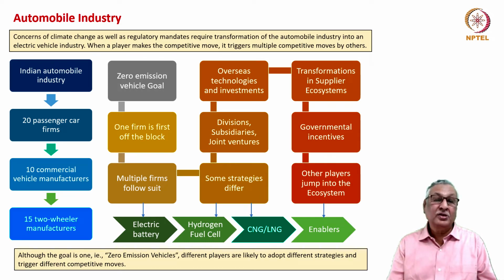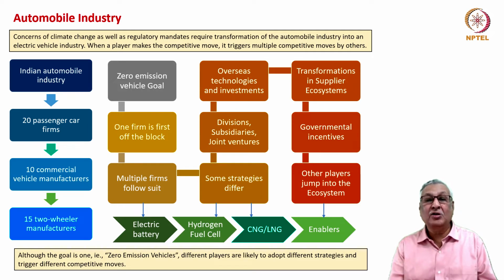by others. And the complexity is seen in the fact that the Indian automobile industry is very well diversified in terms of the product categories and also the number of players. We have 20 passenger car firms as an approximation. We have 10 commercial vehicle manufacturers and 15 two-wheeler manufacturers, not to add the new generation electric vehicle manufacturers, maybe numbering about 30 who have come into play.